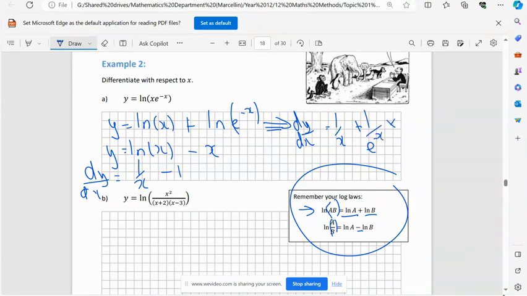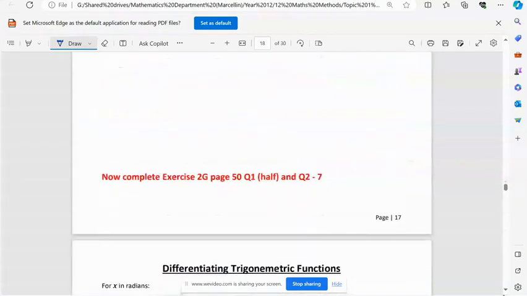And then you times by the derivative of e to the minus x, which is going to be e to the minus x times minus 1. It's kind of weird, but I don't know if you can see e to the minus x over e to the minus x is 1 anyway. Okay, you are going to get the same answer. All right, so try and use the log laws to break these up, and it will make your life a lot easier. Let's have a look at this second one.